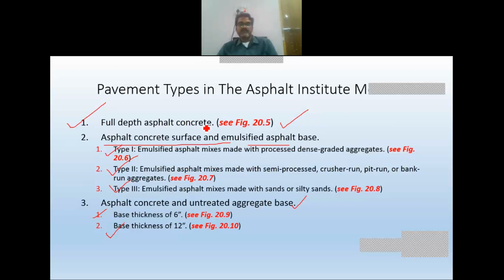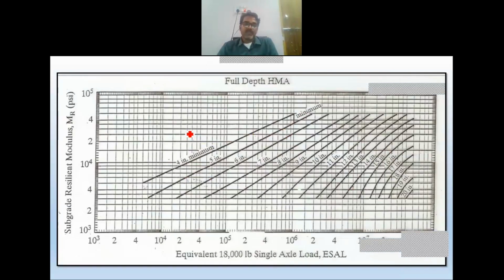Now, in most of the university question papers where you are asked to write the design procedure of the Asphalt Institute method, you just remember the full depth asphalt concrete pavement design method. So we discuss only combination 1, full depth asphalt concrete. Right. Now, anyway, we are just providing you the chart developed by the Asphalt Institute.